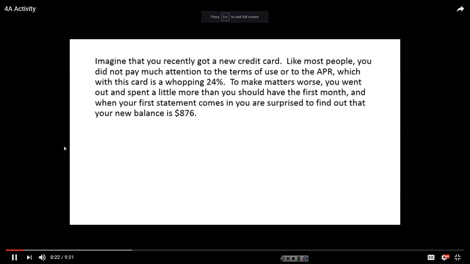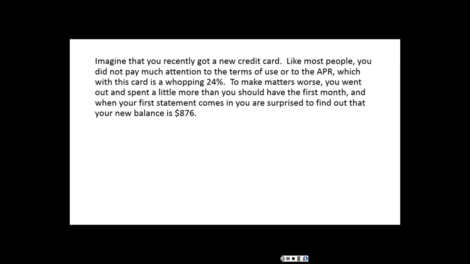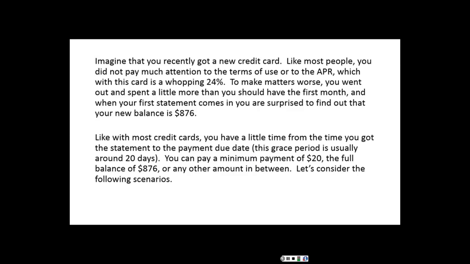So the setup is, imagine you recently got a new credit card and you didn't pay much attention to what the terms of use are, the APR is, and with this card it's 24% interest. To make matters worse, you go out and spend a little more than you meant to, and when your first statement comes, you're surprised to find out that your new balance is $876. Well, you have a little time to decide what to do. Usually you have a grace period of about 20 days. So on the statement it says you can pay a minimum payment of $20. Of course, you can always pay the full balance, or you can pay any other amount in between.